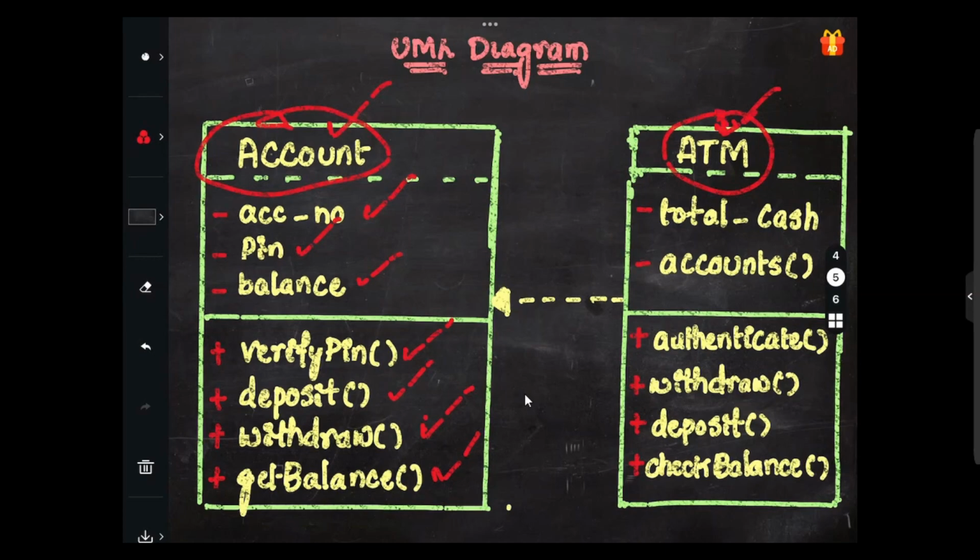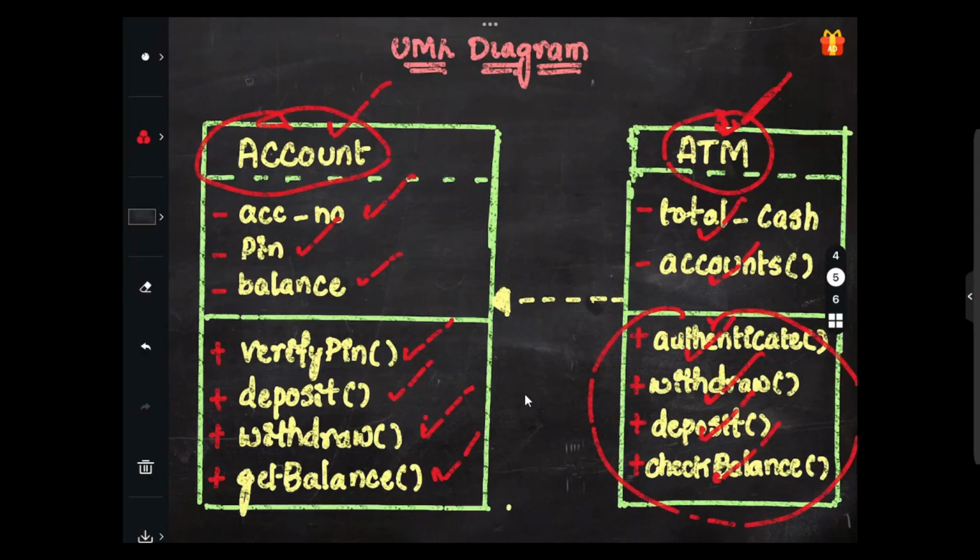Next, this is the ATM class. We'll be going with the total cash and accounts parameters, and we will be going with the methods authenticate, withdraw, deposit, and check balance. These four methods will be used within the ATM class, and the ATM is completely dependent on the Account class.